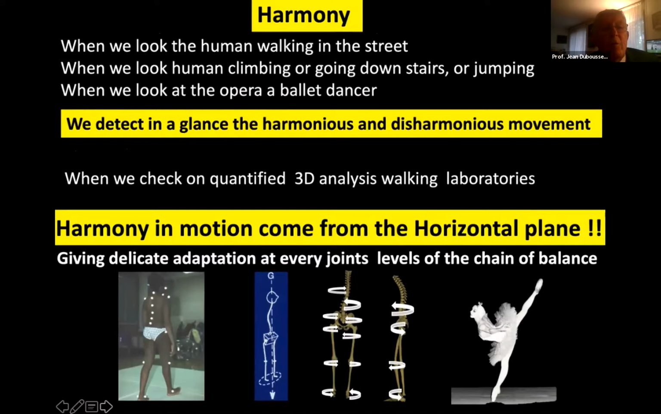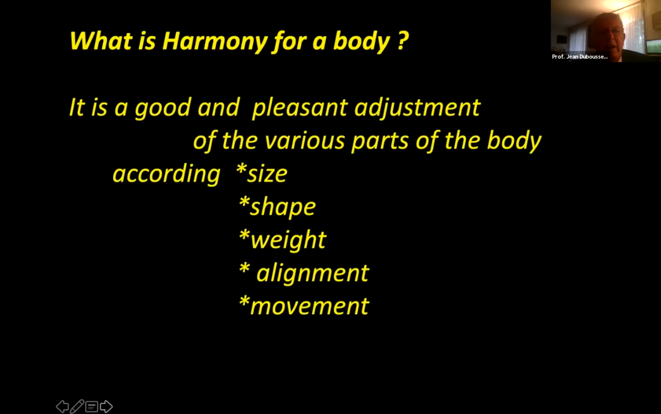evaluation. When you look at a human walking in the street, climbing, doing stair jumping, you detect in a glance the harmonious and disharmonious movement. You check it in a 3D walking laboratory. Harmony in motion comes from the horizontal plane. Very little adjustments, small adjustments that are made. What is harmony? It is a good, pleasant adjustment according to size, shape, weight, alignment, movement.